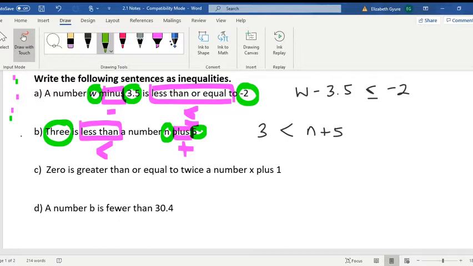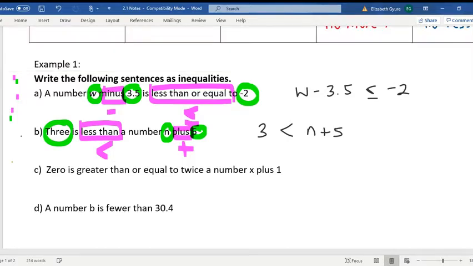Okay, so let's identify in part C. 0 is greater than or equal to twice a number x plus 1. Bailey, where do we have some important numbers in part C? Okay, 0 and 1. What else did you say, Bailey? You said 0 and 1, and then you said something else. Yeah, X would work as well. That's our variable. Good. All right.